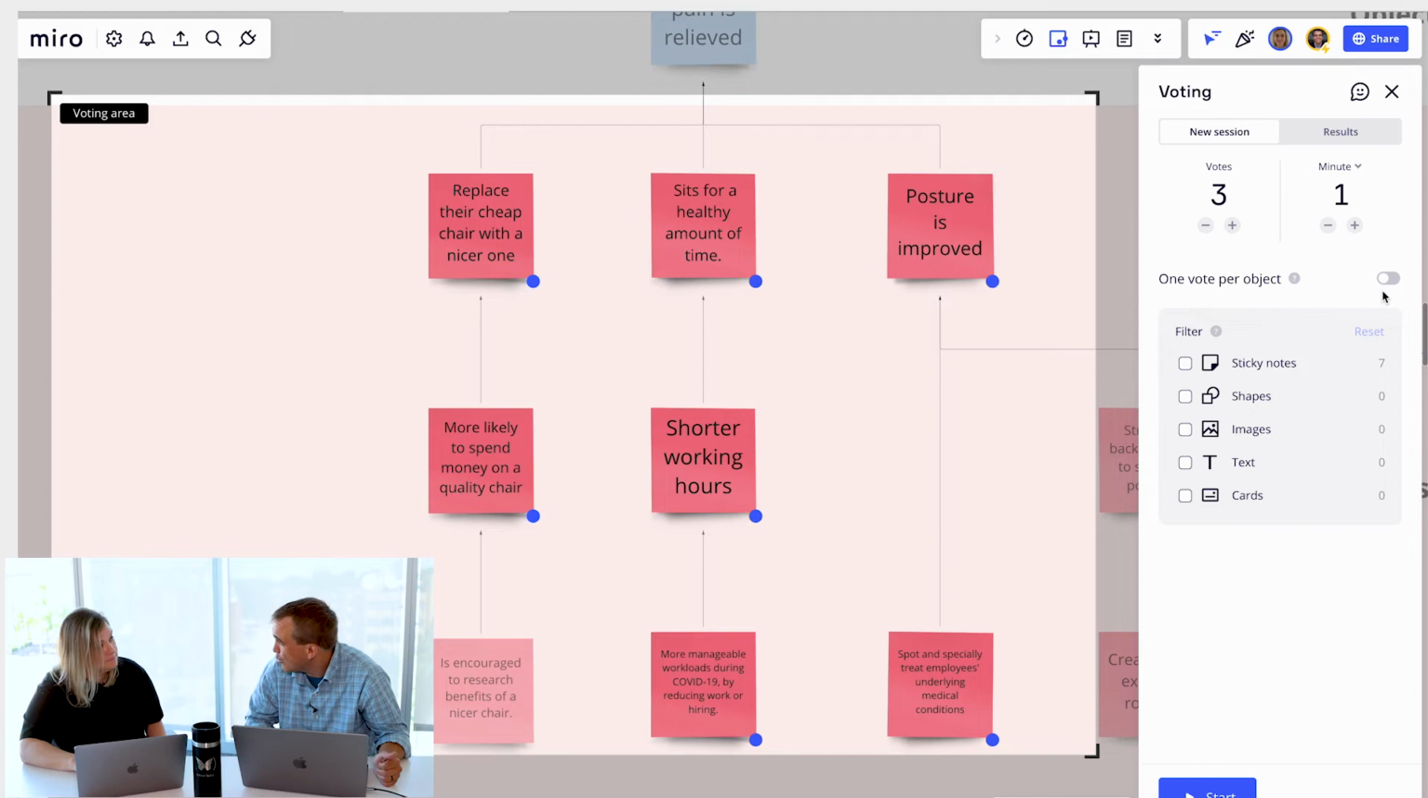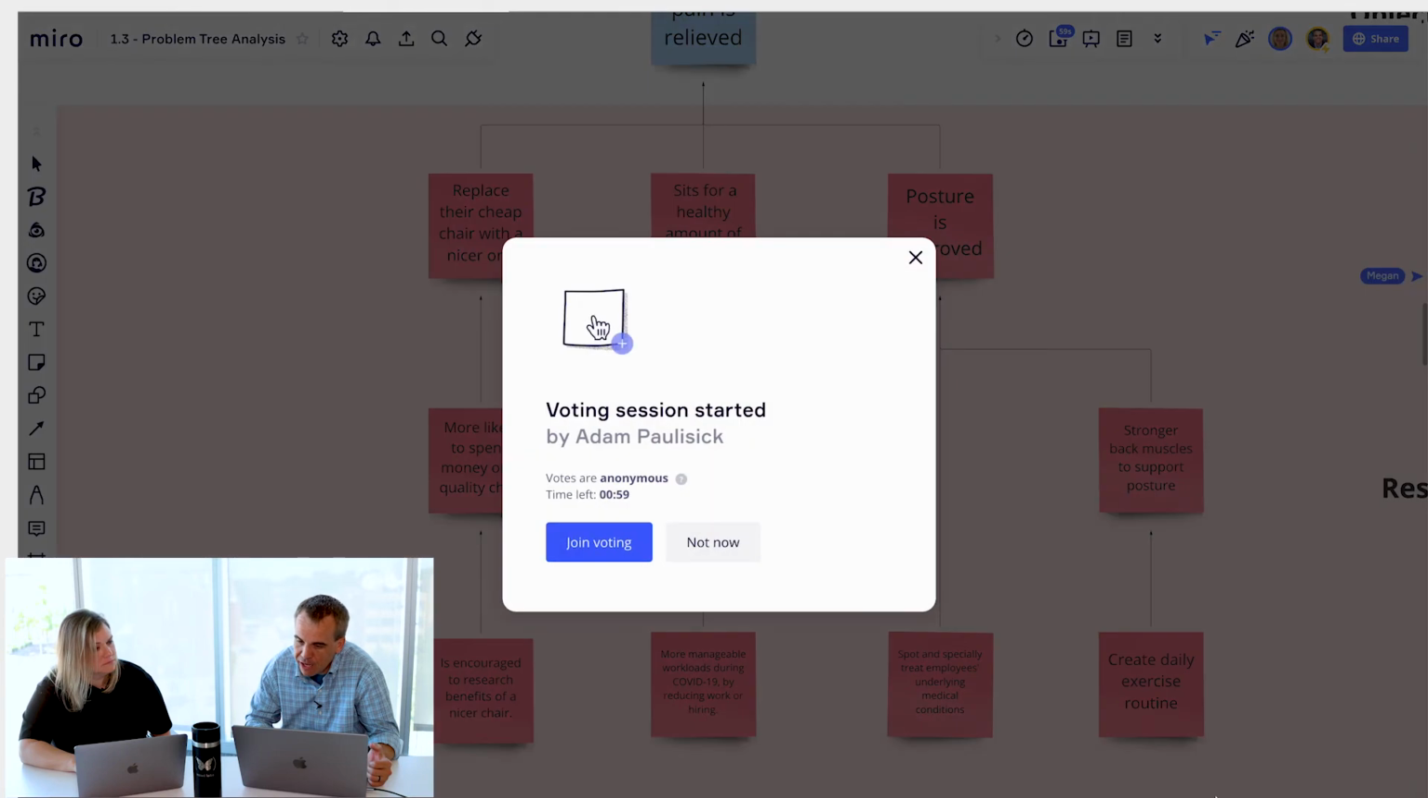Then we're going to actually not turn on the limitation on voting per object. So if you want to use all 3 of your votes on the same Post-it note, you really believe in shorter working hours, we're going to have to find ourselves on the board. I'm going to vote for all of my ideas. All of your ideas. We also have the ability to limit the number of things that someone can vote on a board. So if I only want people to be able to cast votes, in this case on sticky notes, I can go ahead and select that before I click the start button.